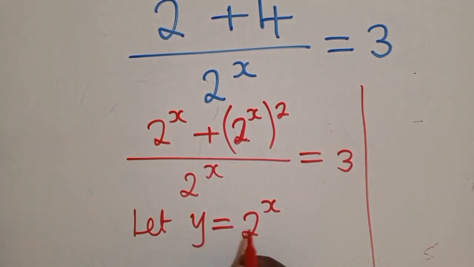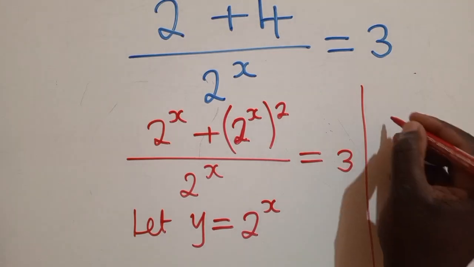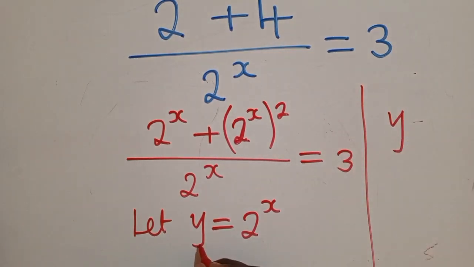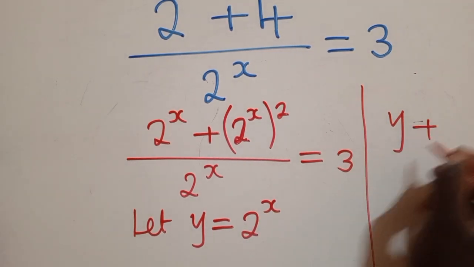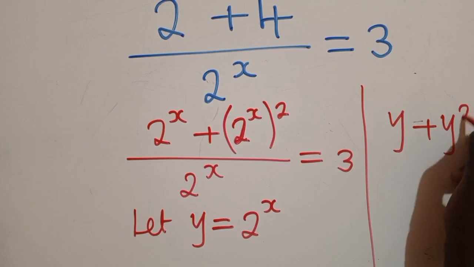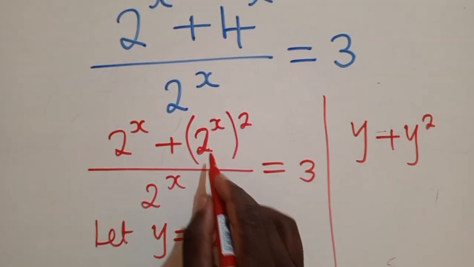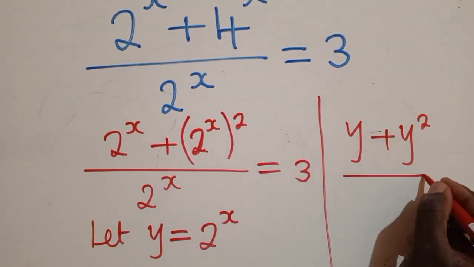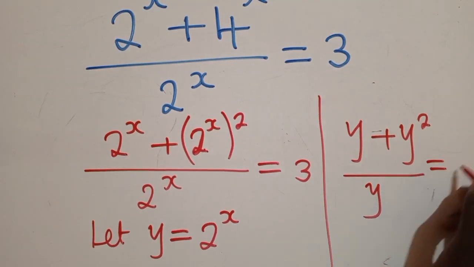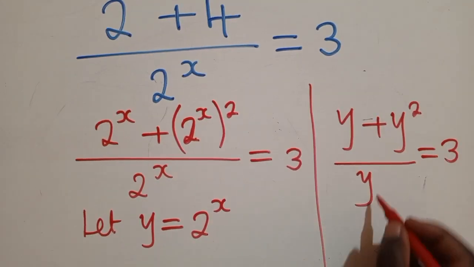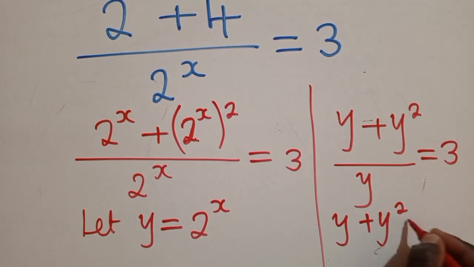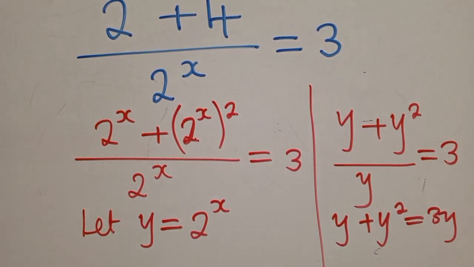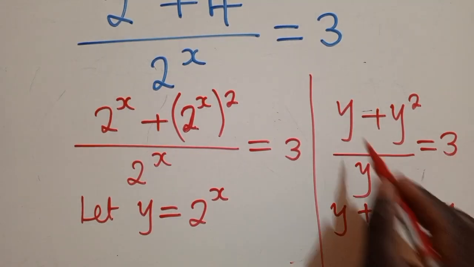So from this stage, we shall have a y. When we substitute this y right here, because we've said let y be equal to 2 power x, we're going to have a y, and then here y power 2. Hopefully you can see this is y power 2 over y is equal to 3. You cross multiply, we shall have y plus y power 2 is equal to 3y. Okay, you just cross multiply.